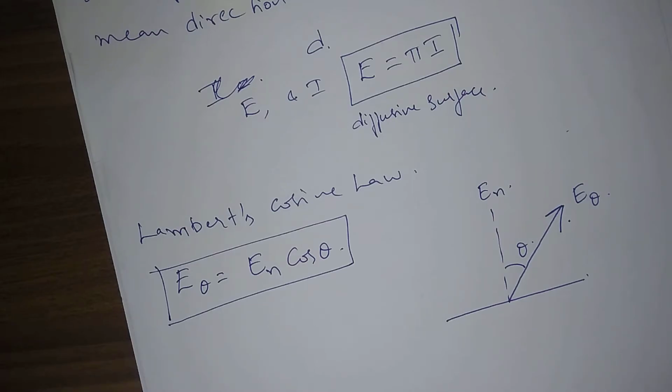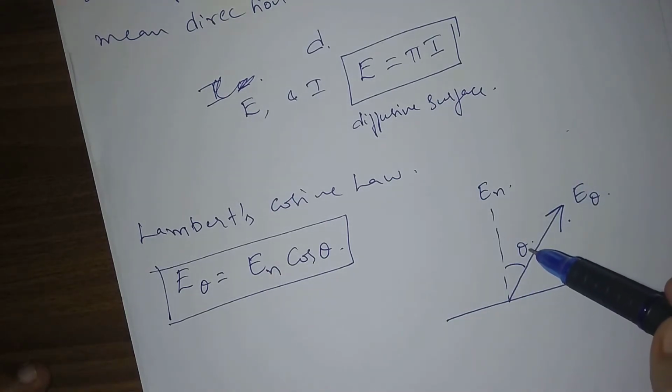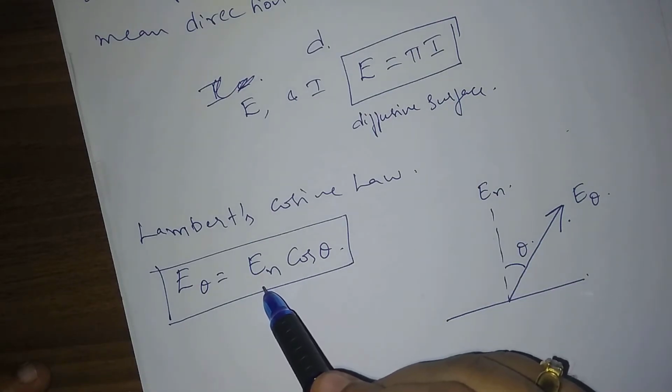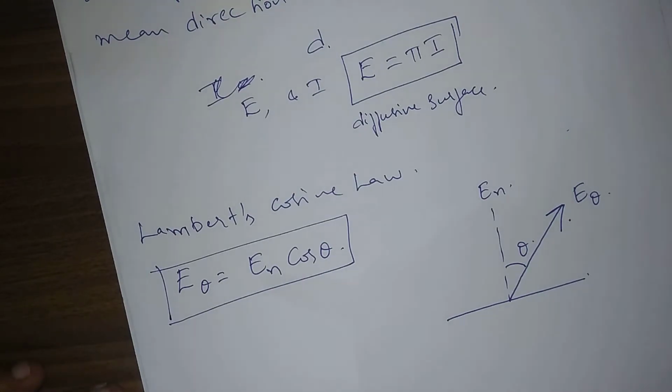What does this law speak about? This law states that the total emissive power E theta from a radiating plane surface in any direction is directly proportional to the cosine of the angle of emission. So the emissive power emitting at any angle theta is equal to the cosine of the angle with respect to the normal times the emissive power of the radiation normal to that surface. Are you able to understand? That is what is called Lambert's cosine law.